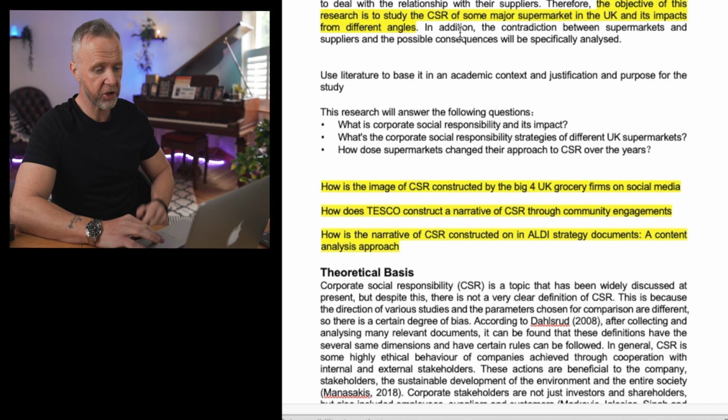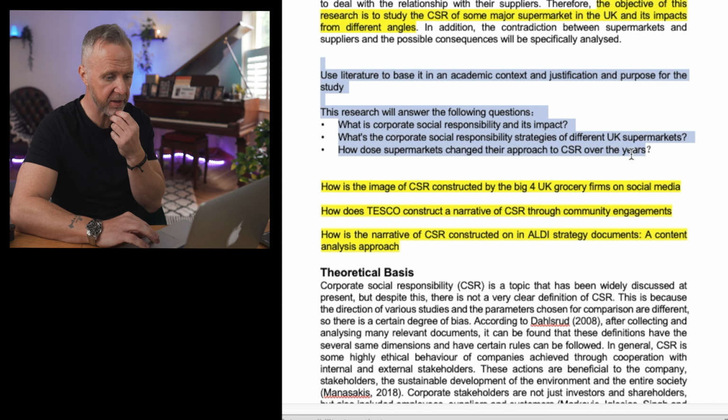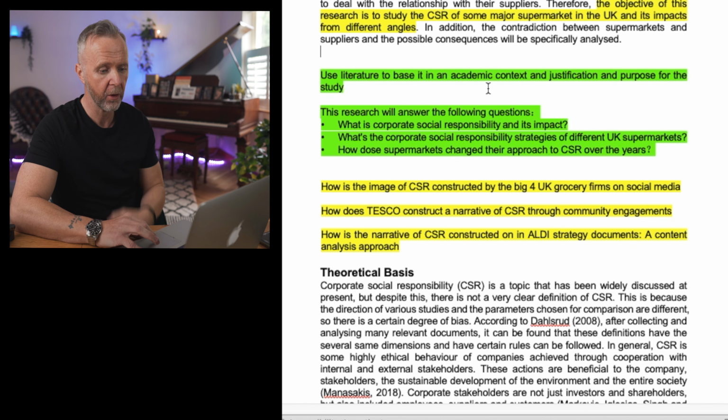So next here, the student has put some questions. I'll just highlight them here. So here are the questions that the student has put down, using literature to base it in academic context. The research will answer the following questions. So we've got 3 questions. What is corporate social responsibility and its impact? What are the corporate social responsibility strategies of different UK supermarkets? How do supermarkets change their approach to CSR over the years?